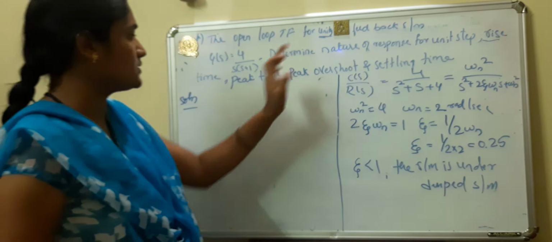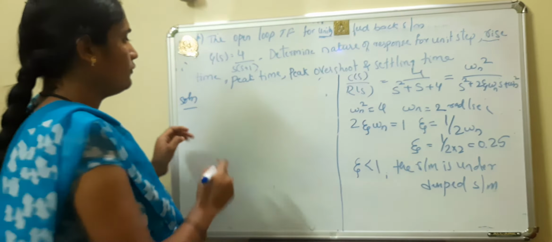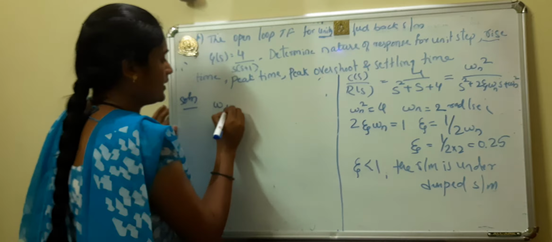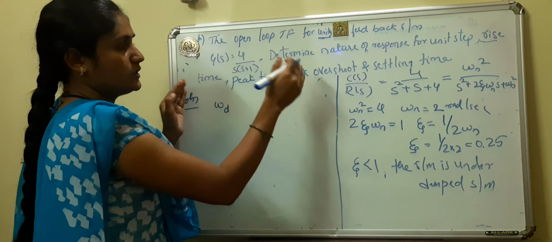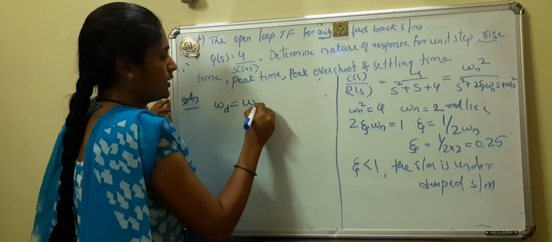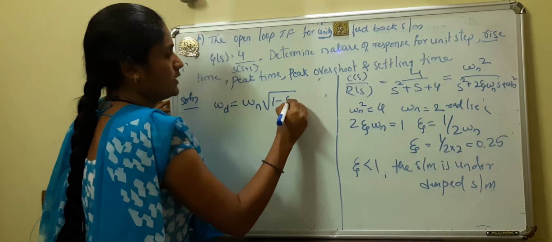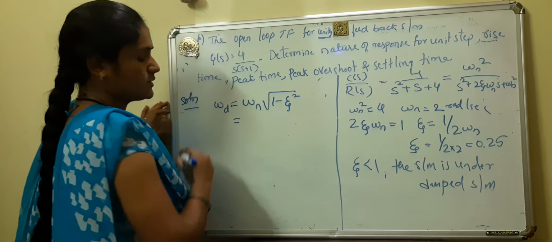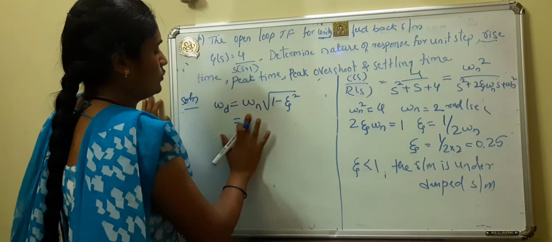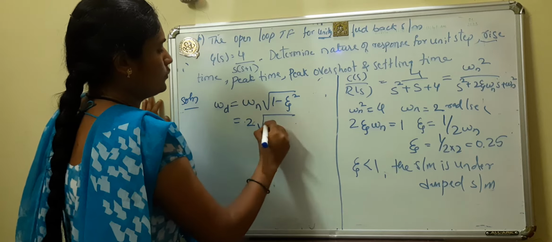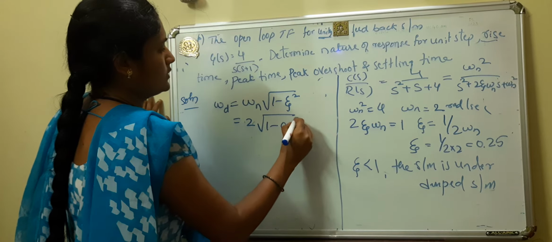Before seeing the rise time, peak time and all the things, we will see some term, that is omega d, which will come for the equations for these things. Omega d is equal to omega n square root of 1 minus zeta square. What is that? Omega n value is 2 square root of 1 minus 0.25 square.